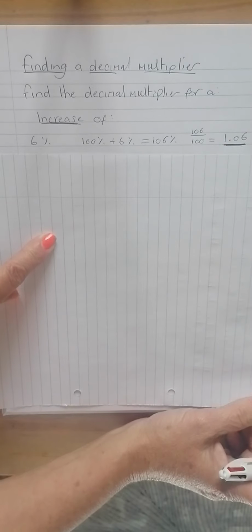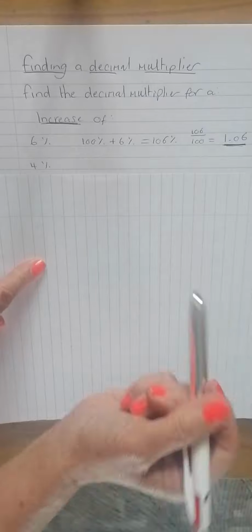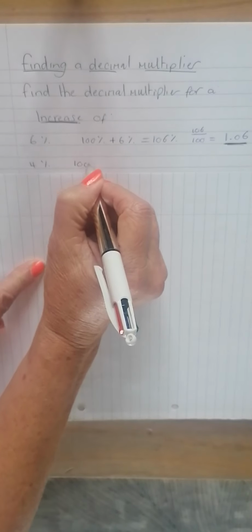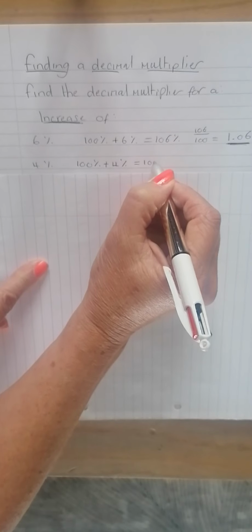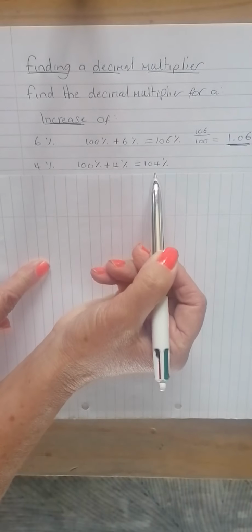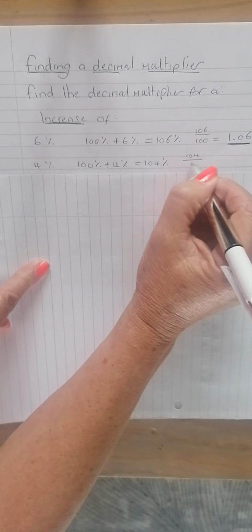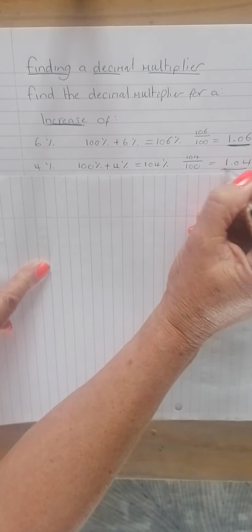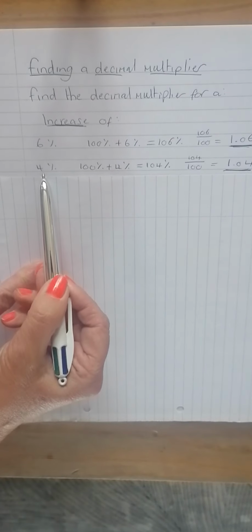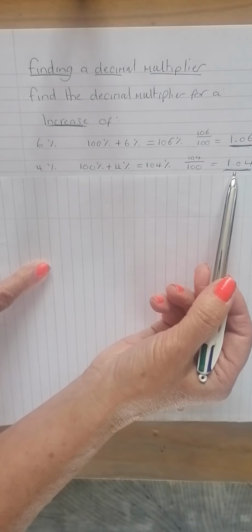So let's do another one. We're increasing still, increasing by 4%. So again, we always start off with 100%. We are adding the 4%, so we would have a total of 104%. To change this into a decimal, you simply divide by 100. 1.04. So an increase of 4% would be a decimal multiplier of 1.04.